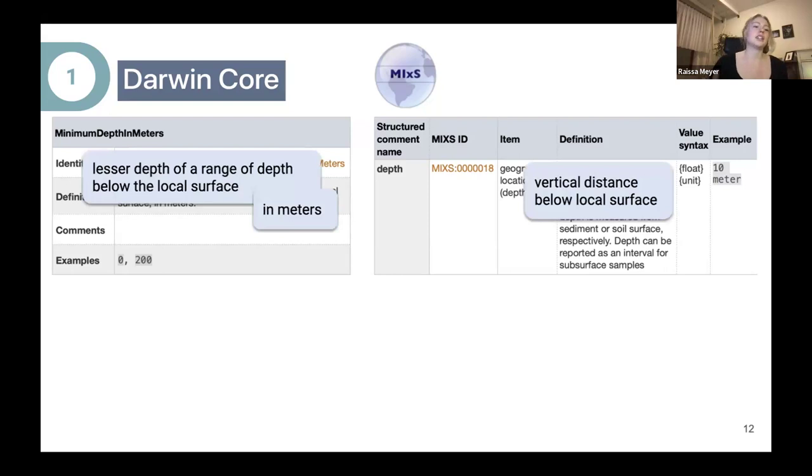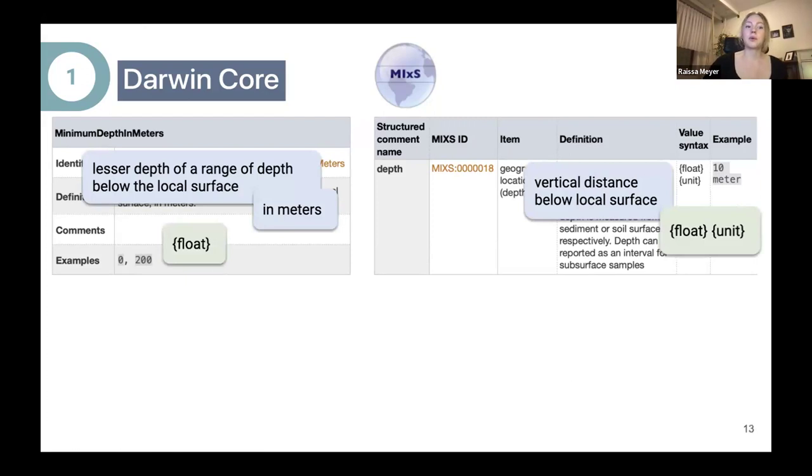The first thing that we did was look at how the terms are defined in each of the standards. For Darwin Core, we are talking about the lesser depth of a range of depth below the local surface. And already in the definition, it is said that it's in meters. And then for MIxS, it's the vertical distance below a local surface.